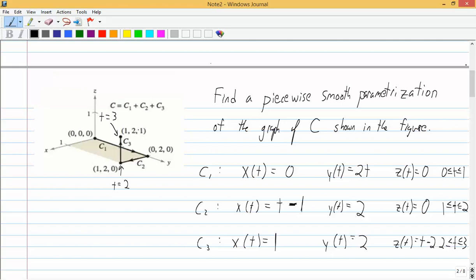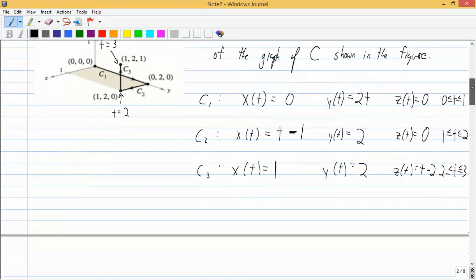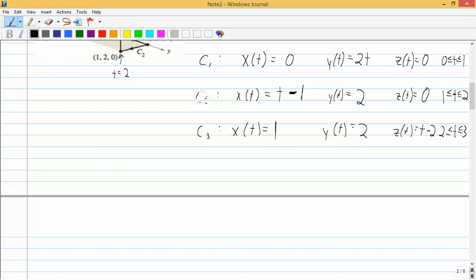Okay. So we have three sets of parametric equations. We have parametric equations for C sub 1, for C sub 2, and C sub 3. So now we can define a piecewise function C. That's going to be r of t. Remember, r of t is equal to x of t i plus y of t j plus z of t k. So I'm going to define my r of t as 0 i plus 2t j plus 0 k, when t is greater than or equal to 0, less than or equal to 1.